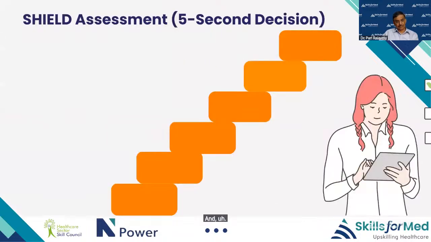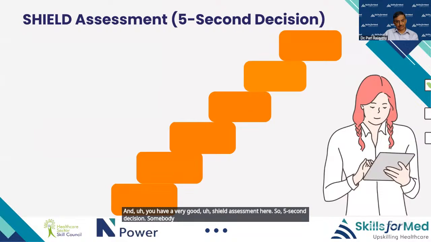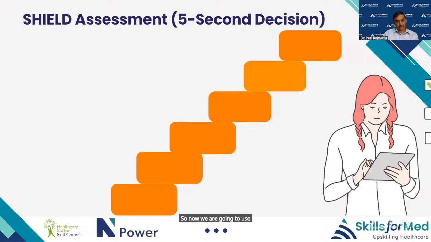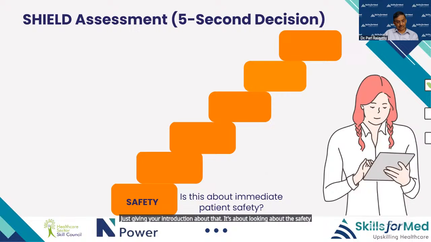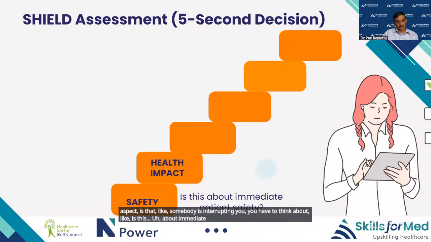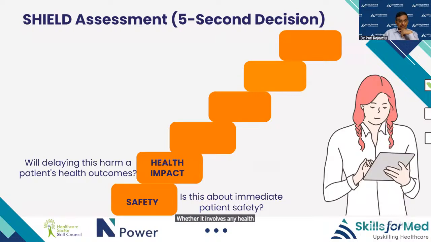And you have a very good SHIELD assessment here. It is a 5-second decision. Somebody is going to interrupt you, or somebody has already interrupted you, so now you use this shield to question yourself, what is it about. We'll look in depth in the future slides. I'm just giving you an introduction. It is about the safety aspect. Somebody is interrupting you, you have to think, is this about immediate patient safety. And second, you have to think about whether it involves any health impact, like will delaying this interruption delay or harm the patient healthcare outcome.